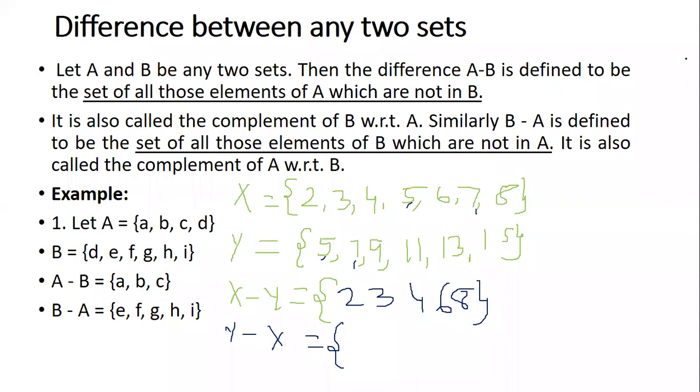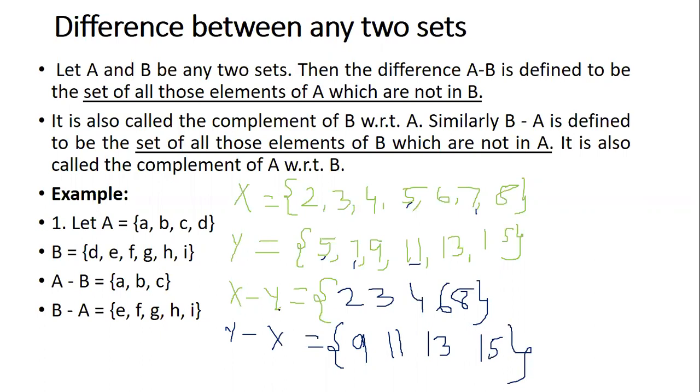Very good. Sindhu, I'm asking about Y minus X. What all elements are present in Y but not in X? Understand, don't get confused. So which all are present in Y? 9 is there in Y but not in X, correct? Then 11 is present in Y and it's not there in X. Again 13 is present in Y and not in X, and 15 is present in Y and not in X.